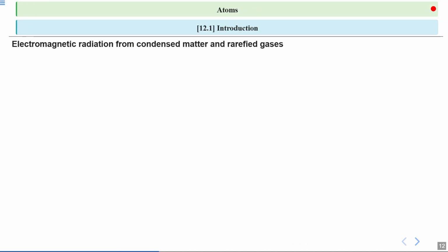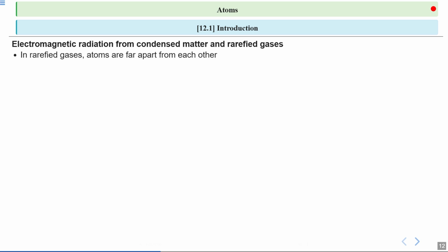Now let's start by looking at how electromagnetic radiation is produced by different types of matter. The title here sets the stage. We are comparing condensed matter like solids and liquids with rarefied gases, which are gases at low pressure.